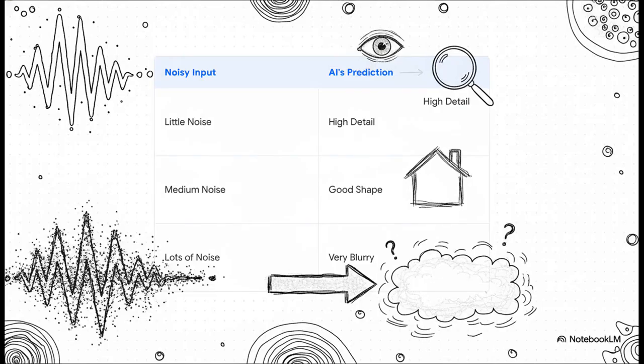And as you'd totally expect, right? If there's only a tiny bit of noise, the AI is pretty good at guessing the original with lots of detail. But if you give it something that's almost pure static, the best it can do is predict a very blurry, vague shape. All the detailed information is just gone.